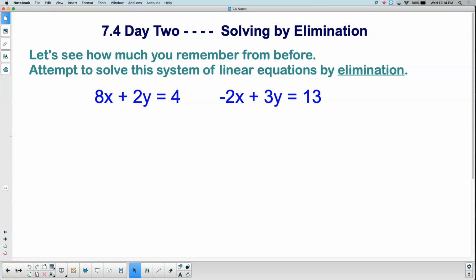Today we're gonna focus in on elimination, and then we're gonna add that to our toolbox. So what I would like you to do now is try and remember the process of elimination by solving this particular problem using the elimination method. This is different than substitution, yes. This is elimination, not substitution.